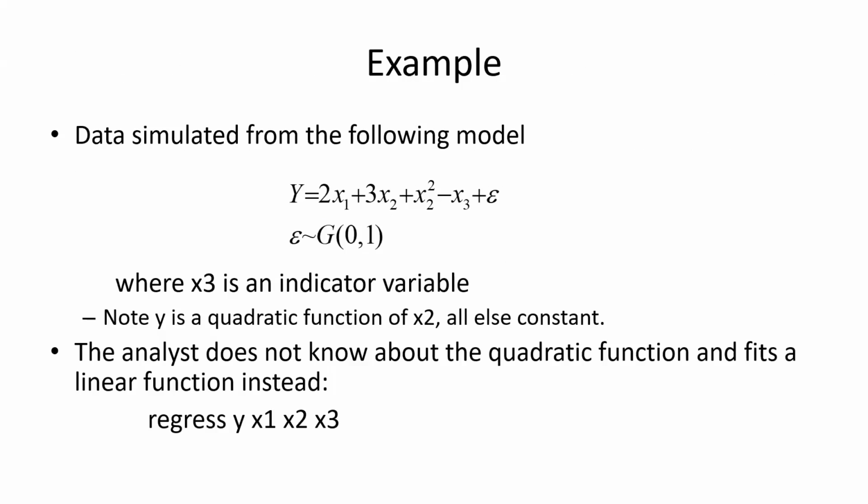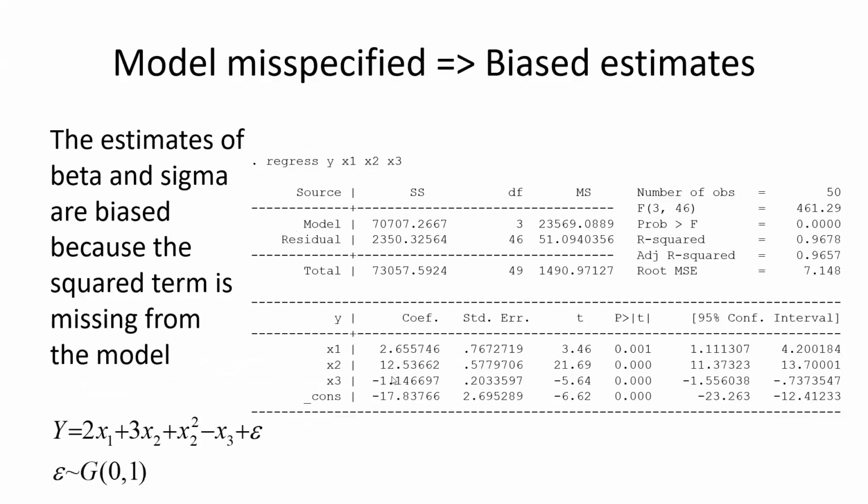As an analyst, I don't know this function, because if I did know, I wouldn't do any regression. I'd just use the function. So I don't know about the function, and I run the linear regression with all the variables available, y on x1, x2, x3. All right, I get some output. I look at the r squared. Brilliant, 96%. Gee, that is really, really good. We are one happy camper or campers.